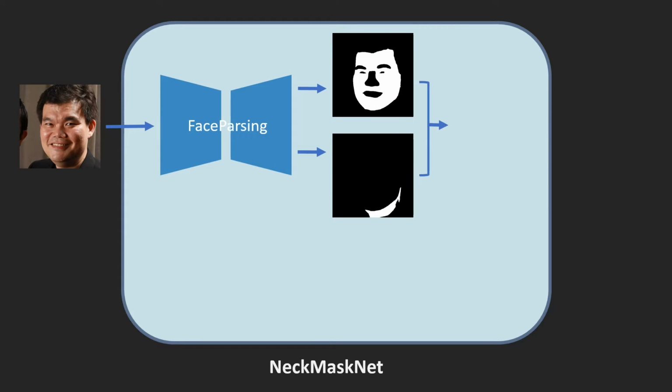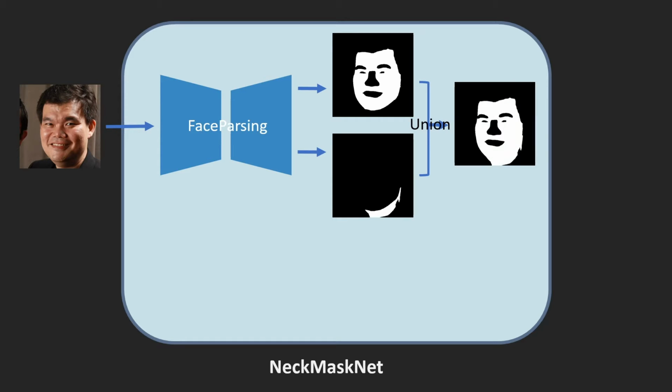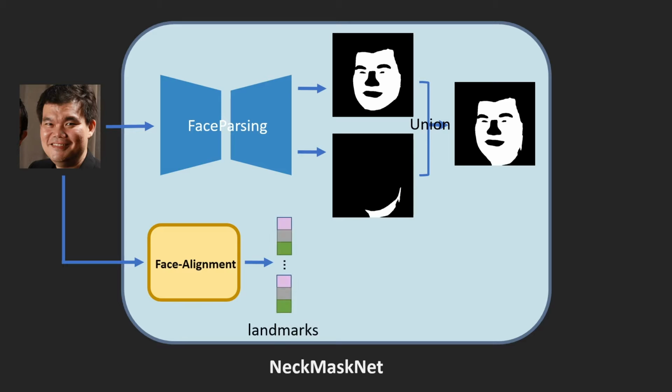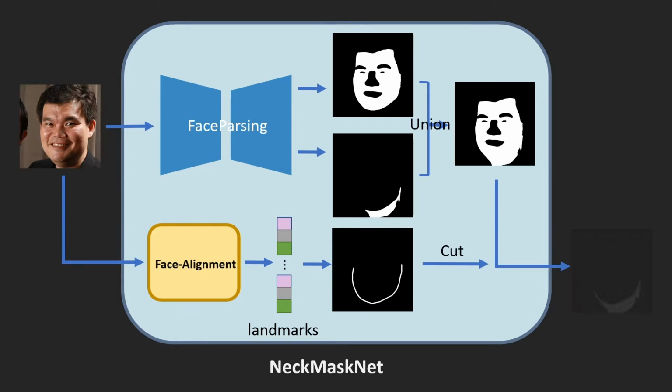We first describe the neck mask net that extracts the neck mask. Given a portrait image with a double chin as input, we union the face mask and neck mask predicted by face parsing, then use the face alignment approach to extract chin landmarks. The polyline composed of chin landmarks refines the outputs of face parsing.